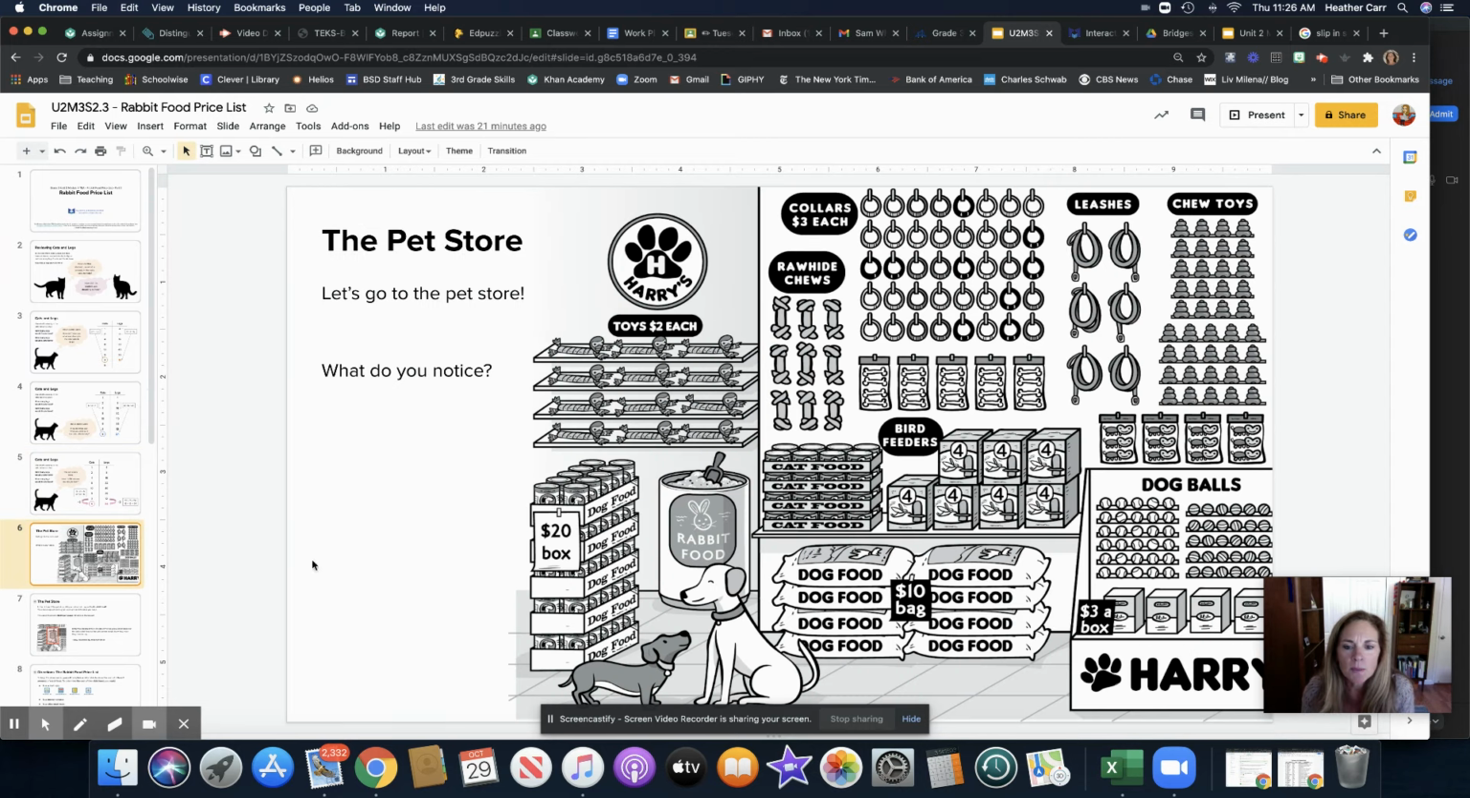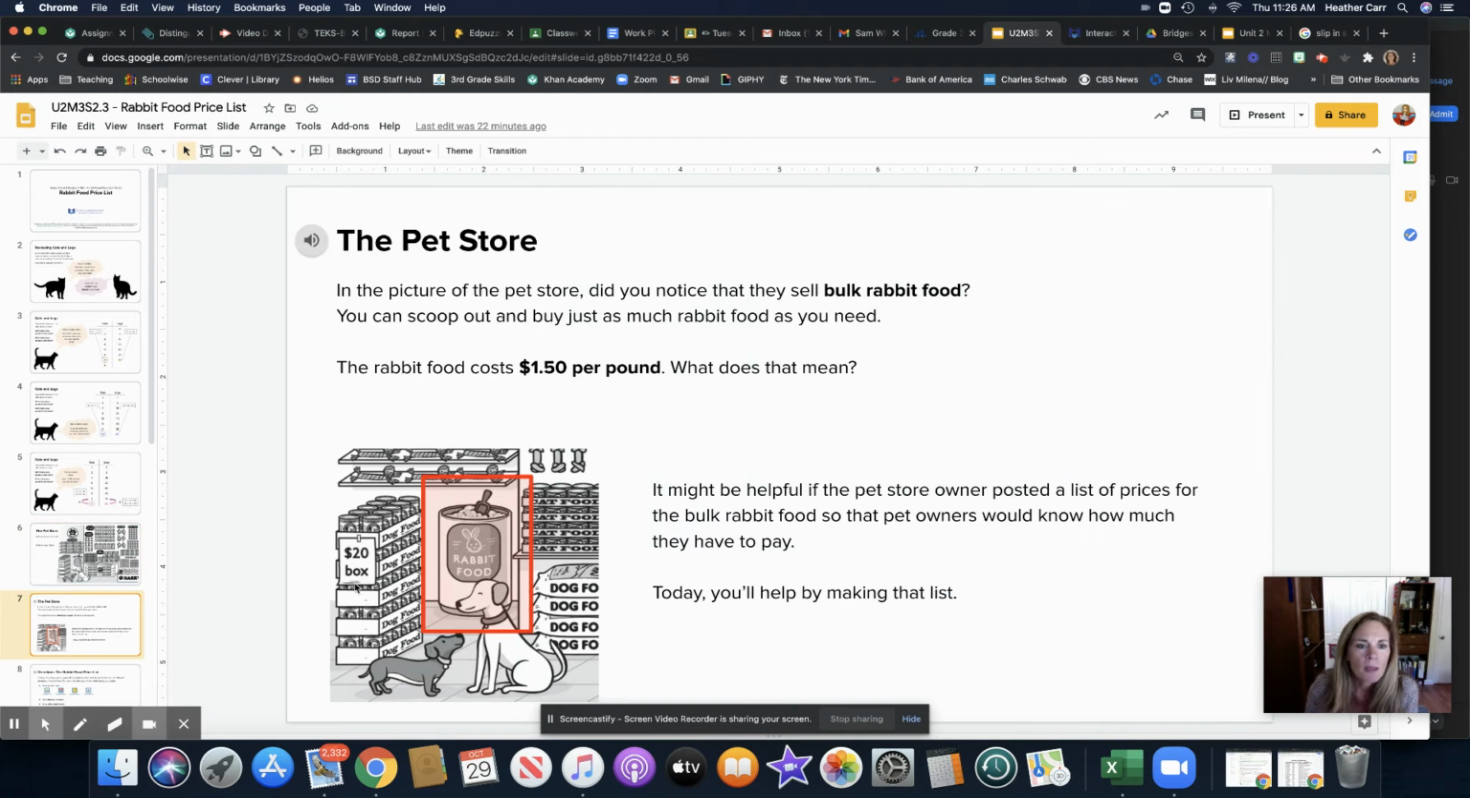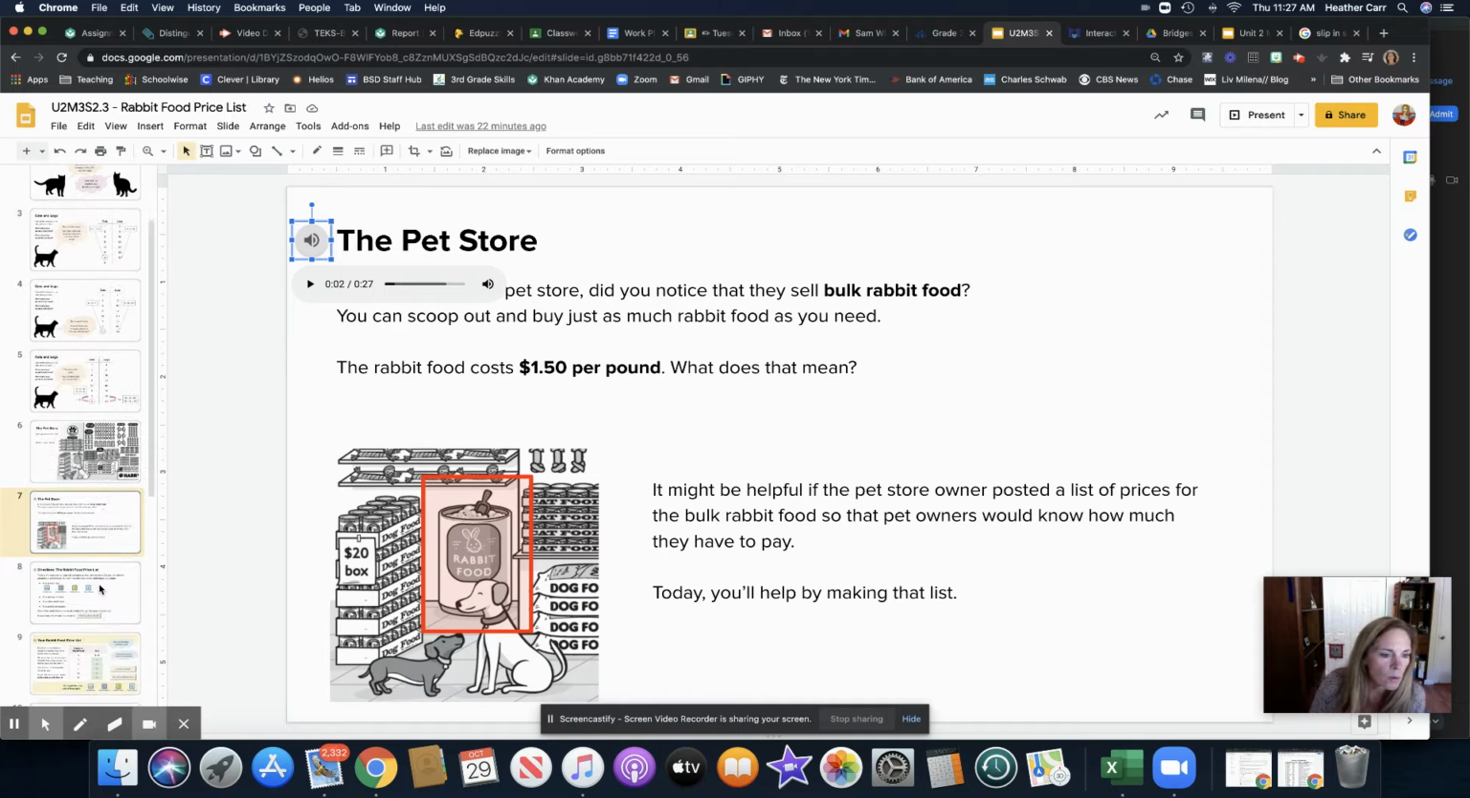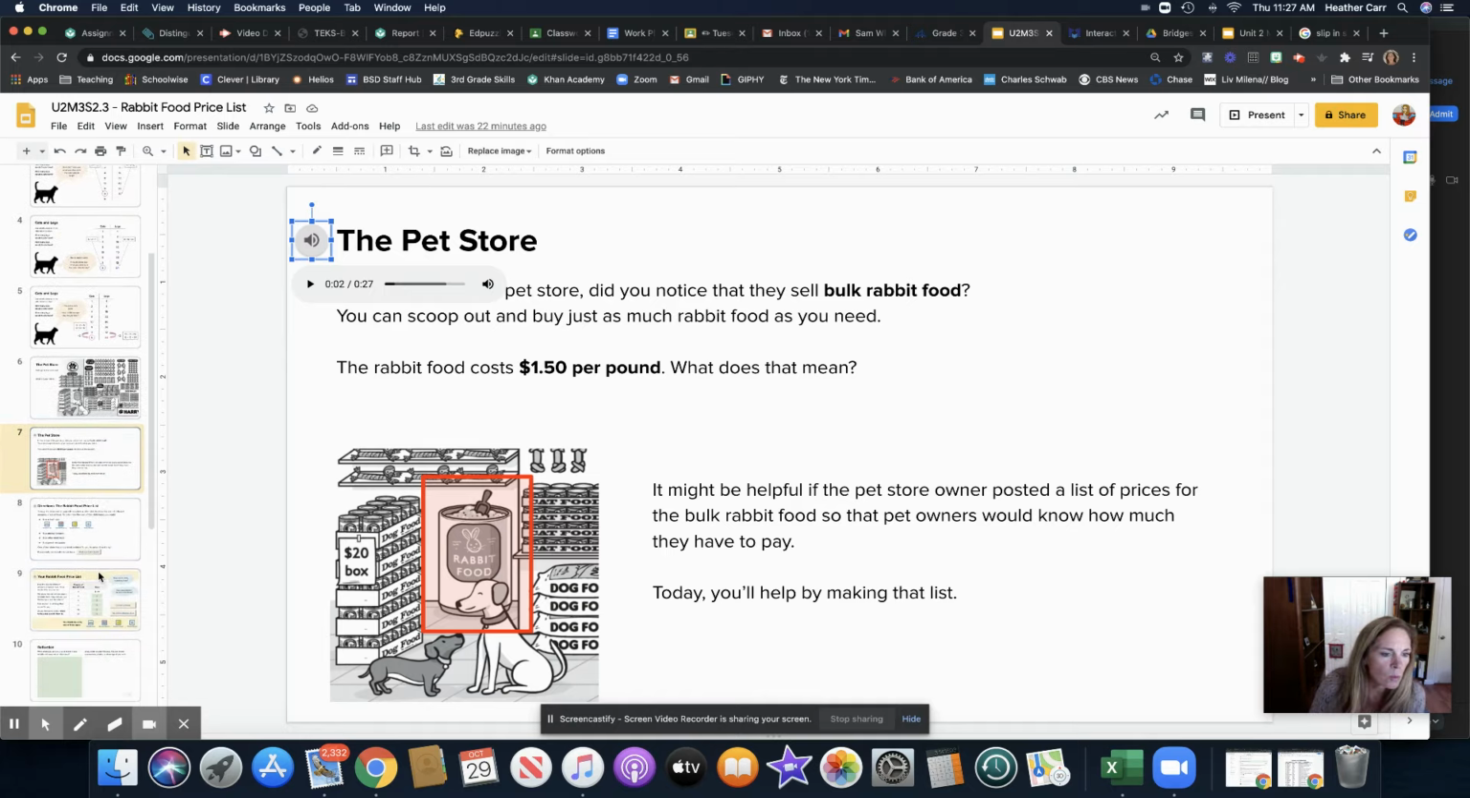The next slide is a picture of our pet store. Remember the pet store? What do you notice about the pet store? Just look at it and think about all these different things that are in there. Then you can have this talk to you. In the picture of the pet store, it's talking to you about these things. Today you're going to be working on things in the pet store.